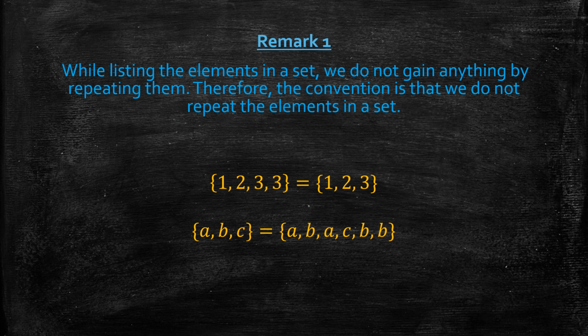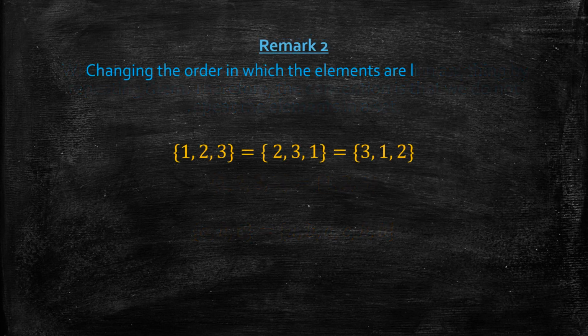And now let's proceed to remark number 2. Remark 2 is, changing the order in which the elements are listed in a set does not alter the set. Here is an example: {1, 2, 3}, {2, 3, 1}, {3, 1, 2}. These three are correct and these three are equal. {1, 2, 3} is equal to {2, 3, 1} is equal to {3, 1, 2}. Now let's proceed to remark number 3.